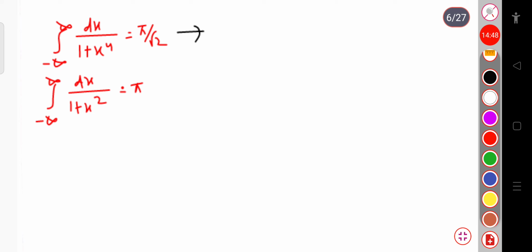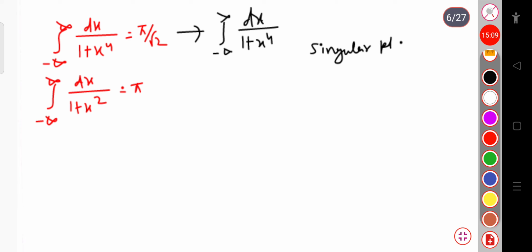Well, I will derive this one. Let me write. So this is the integration from minus infinity to plus infinity dx by 1 plus x power 4. Okay. So now first of all I will check for the singular points.